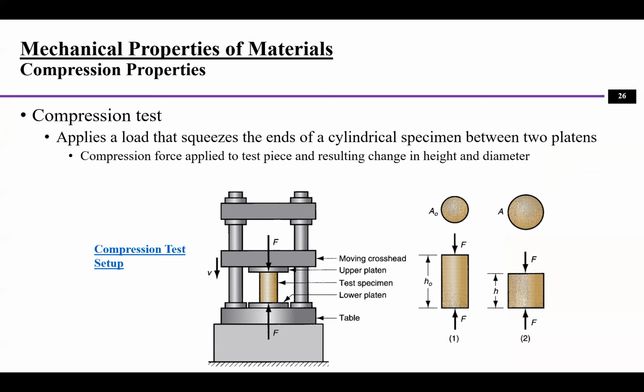Another type of property is the compression property, which means that we have a compression stress on the material, and this is the setup of the test. We have a base, or a plate or table, and you put a test specimen on it, and then we start to apply a force from the top. When I keep applying the force, you will see the cross-sectional area getting bigger. Originally the area is A0, now it's changed to A. So this is the compression test.